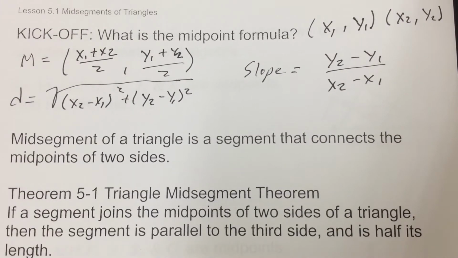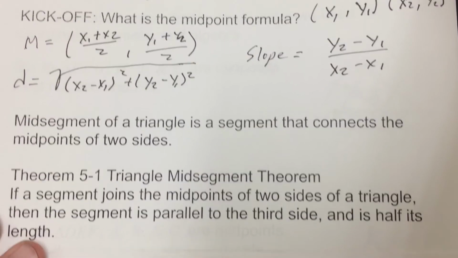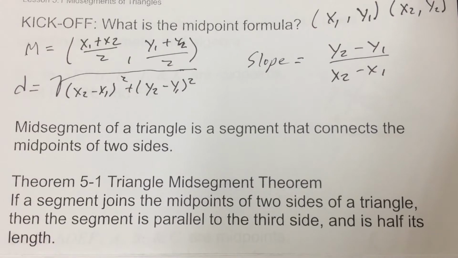Now, that mid-segment connects the two midpoints of the two sides. It's also going to have some information regarding that third side here, which we get in our theorem 5.1. So the triangle mid-segments theorem is that if a segment joins the midpoints of the two sides of a triangle, so in other words, if it's a mid-segment, we know that segment is going to be parallel to the third side. It's also going to be half of that third side's length.